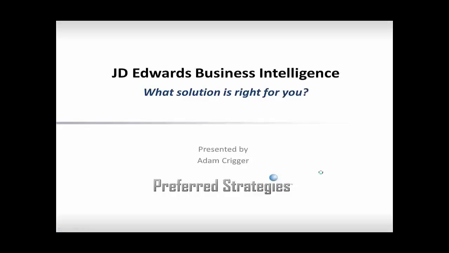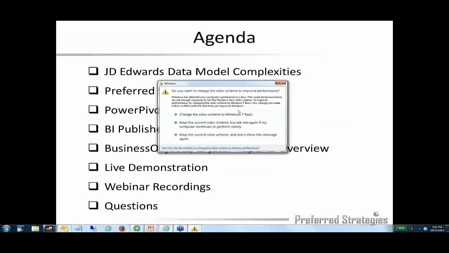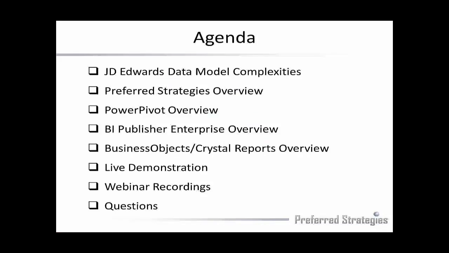So first off, what we're going to do is talk about in general what are some of the challenges that a lot of JD Edwards customers face, keeping this fairly short. But we'll cover that, some of the data model complexities of JD Edwards, a little more overview about Preferred Strategies, who we are, and then we'll get into some of the overview of the things that we're going to touch on today. Microsoft Power Pivot is one, Oracle's BI Publisher is another, and then SAP Business Objects and Crystal Reports would be the third.